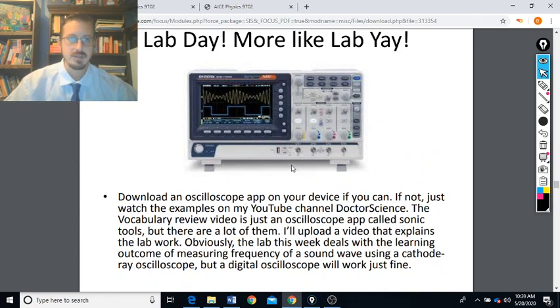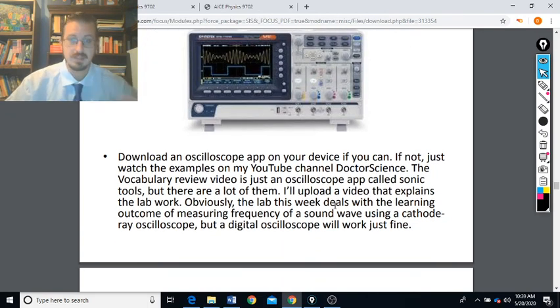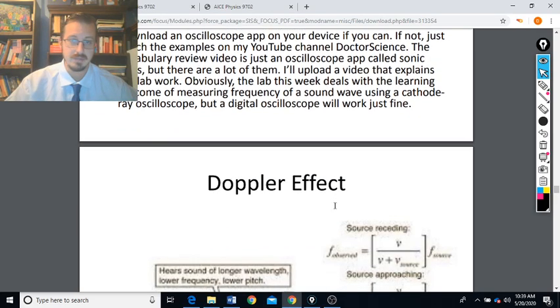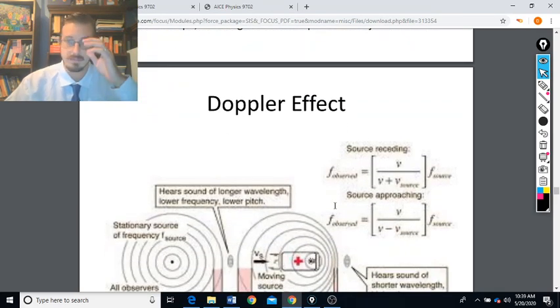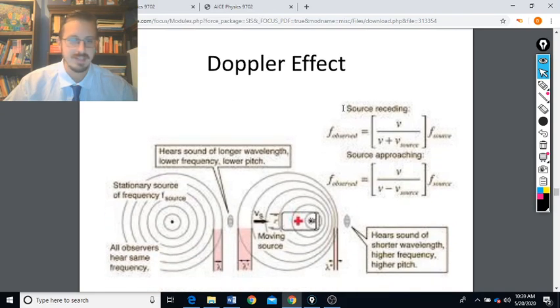All right, so this was a lab day that we had, and it was to download an oscilloscope app. If you have the means to do that, you can look up free oscilloscope apps and play around with that. Pretty cool. It will immensely help you understand this idea of being able to determine frequencies using cathode ray oscilloscopes if you work with the technology a little bit. And so your smartphone is not using cathode rays, but is an equally acceptable oscilloscope.